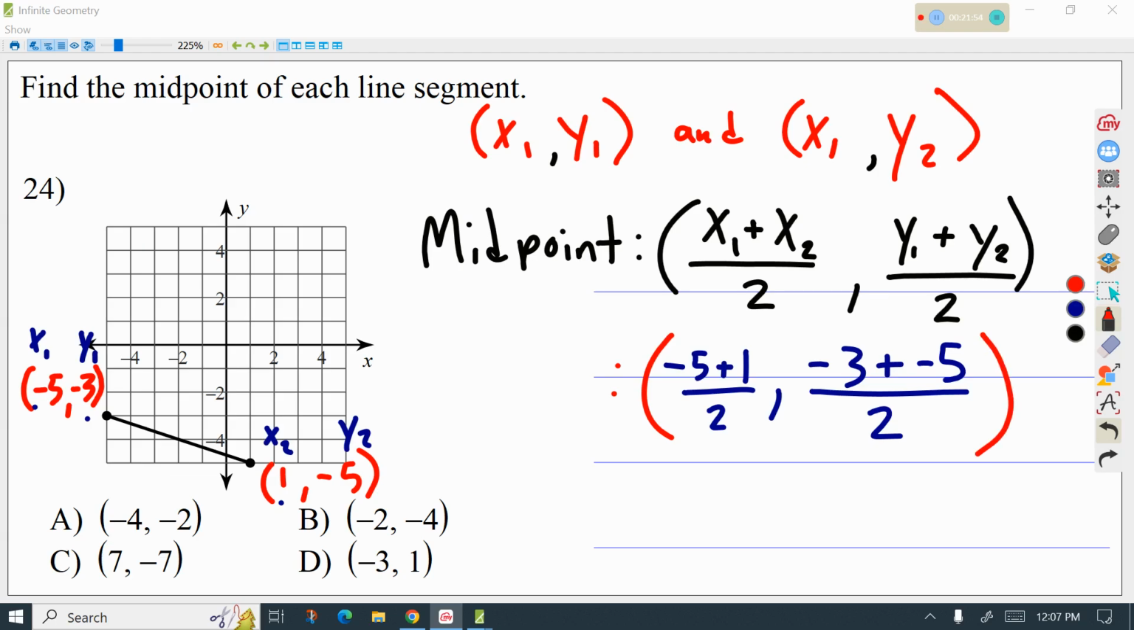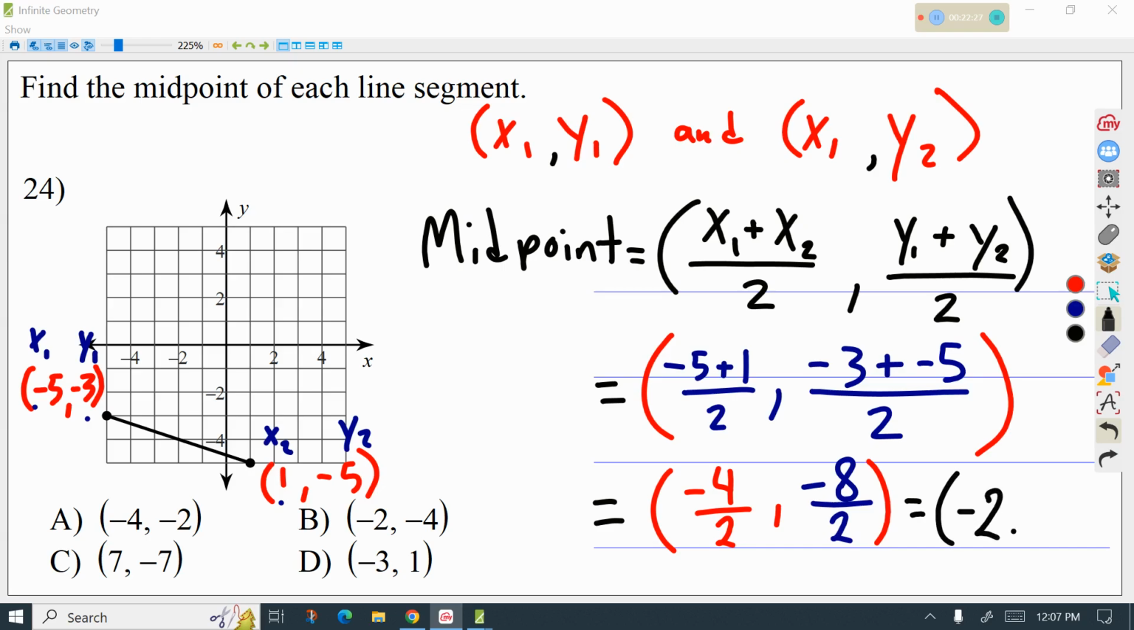And now we're almost ready to finish this up. I guess I could put an equal sign here. So let's think about this. What is -5 plus 1? Well, -5 plus 1 means -4. So that's -4 over 2. Then -3 plus -5, you have to understand that that is -8. Looking at this, we can simplify it a little bit more because -4 divided by 2 is -2, and -8 divided by 2 is -4. So our final answer is -2, -4. And we can see that that's right here.